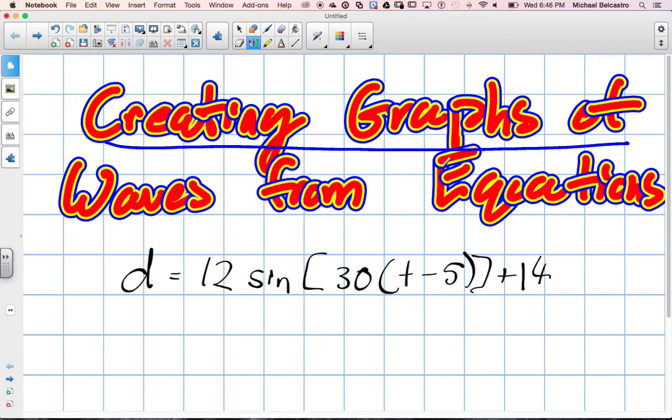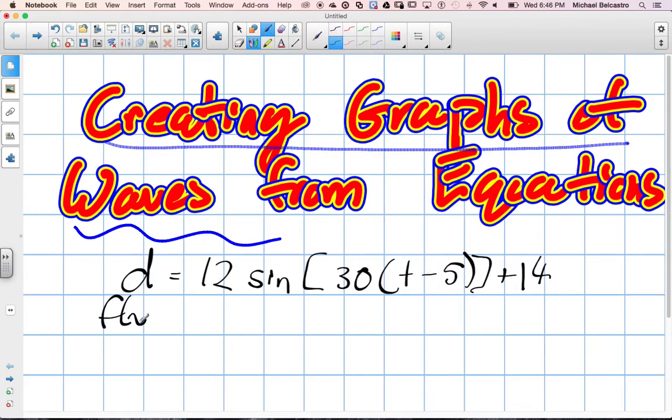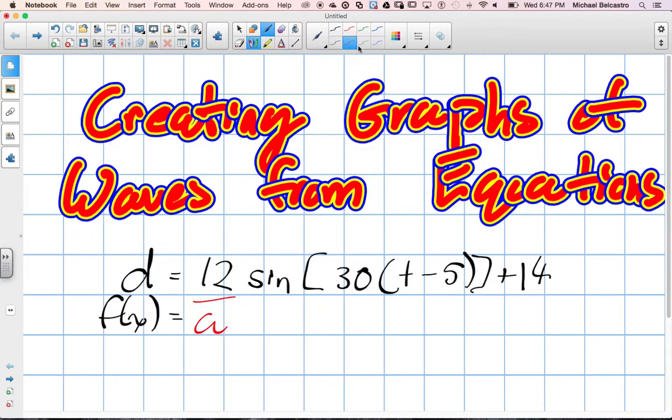on creating a graph of a wave from an equation. Again, this can be a difficult task. The first thing we need to do is figure out what our A, all those values are. So this would be considered our A. This would be considered our K value.